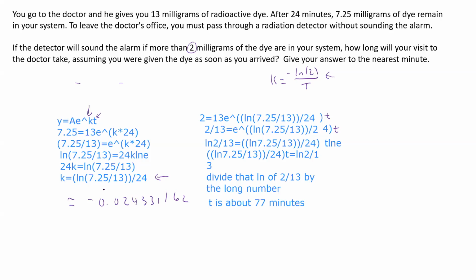Work our way down through all the log stuff, get this value, or keep it as a whole exact value like she did here. Then you plug it back into the original equation, and now we want to go down to 2, so we plug in a 2 here instead of the 7.25. We have our new k value, and then we're solving for t, so we just use logs of that. We take the ln of both sides, bring down that whole big long thing times t, then ln of e is just 1, and then divide by that big long thing like she says here, and you get like 76.9 something, and to the nearest minute is going to give you the 77 minutes.